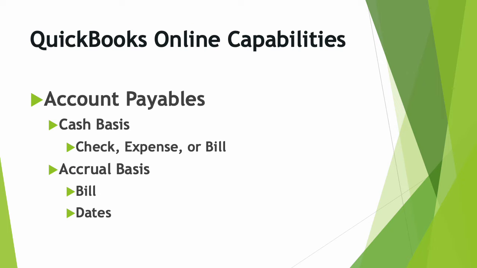The accounts payable is very straightforward. For cash basis, you have three options: check, expense, or bill. The expense is normally used for after-the-fact transactions such as credit card transactions or auto debit transactions from your bank account. If you're on a cash basis method, the only time you will need to enter a bill is if you paid half of a bill and you want to keep track of the money you still owe.